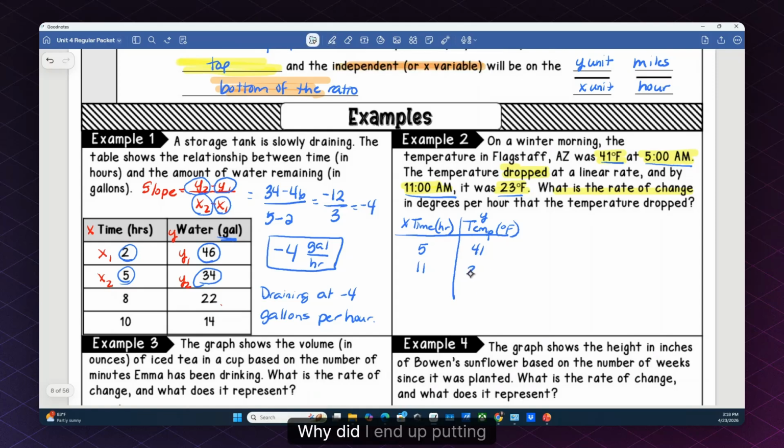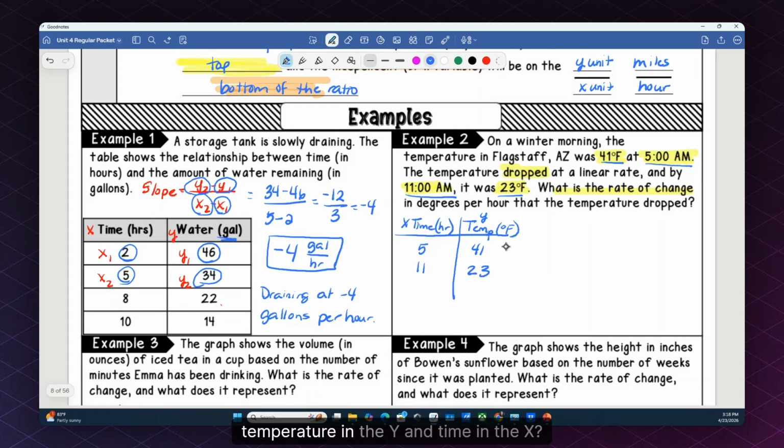Okay, why did I end up putting temperature in the y and time in the x? That is because the temperature is dependent on the time, okay? So depending on what time we took that temperature, that determines what the temperature is. So this was my independent variable, and this was my dependent variable. And frequently, when you just see time, it's going to go on the x. Like that's just kind of a general rule of thumb that you can use.